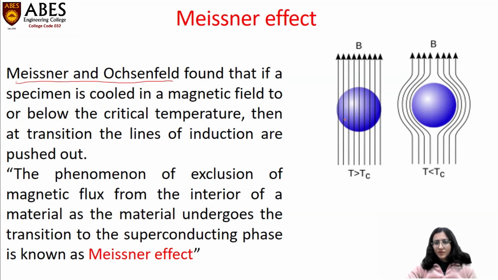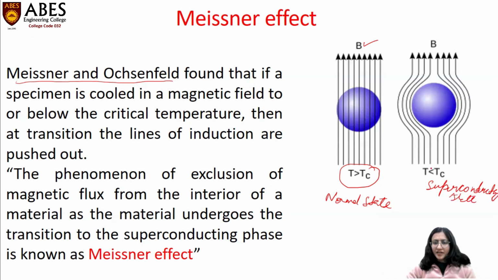From this diagram, we can see that when the temperature is above critical temperature, the material is in the normal state. In the normal state, when the material is placed in a magnetic field, all field lines pass through it. But as the temperature is reduced below critical temperature, the material reaches the superconducting state, and the field lines which are supposed to pass through the specimen are not allowed to pass through it. They are expelled from the material.